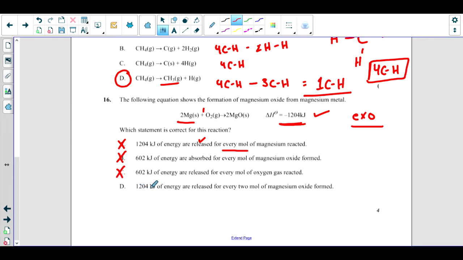So 1204 kilojoules of energy are released for every 2 moles of magnesium oxide formed. Here we say, look at the equation, 2 moles are formed. This is true. So the correct answer is D. D is the correct answer here.